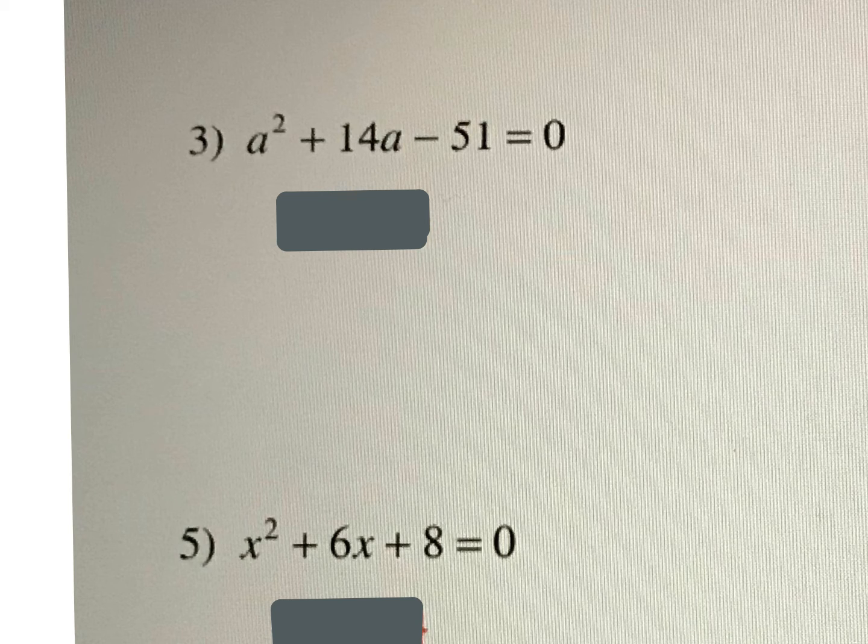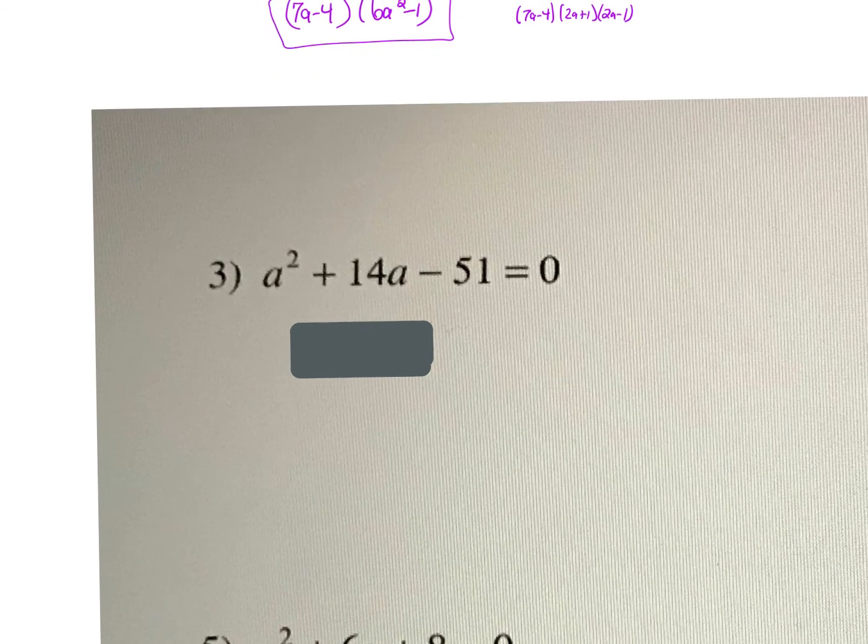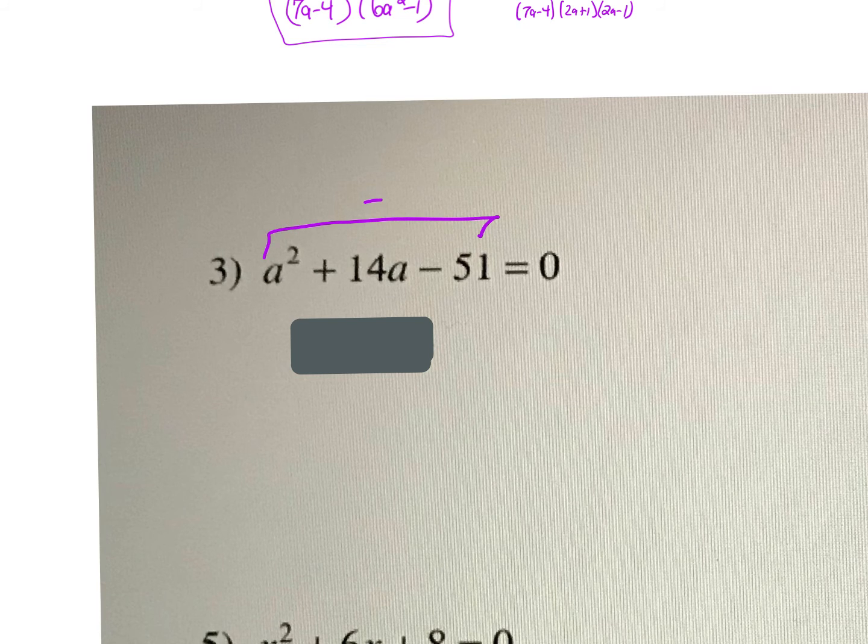All right, well, let's look at this. We're going to solve this. You see how it's equal to 0? Okay, so I want to solve this. Well, when we solve, we factor, right? So I have a squared plus 14a minus 51. This is a trinomial. All right, so a times c, 1 times negative 51. Well, what are the factors of negative 51 that multiply to give me negative 51 but add to give me 14?